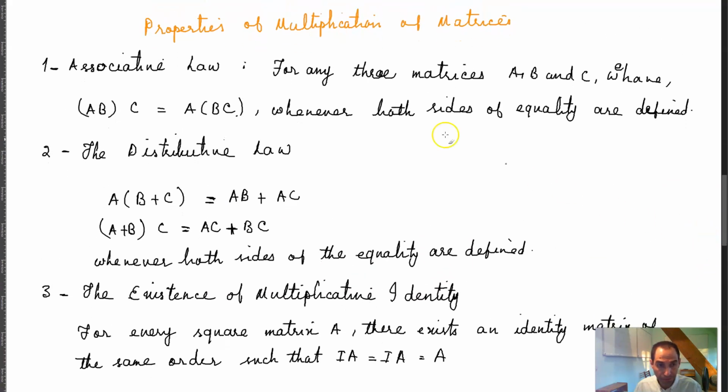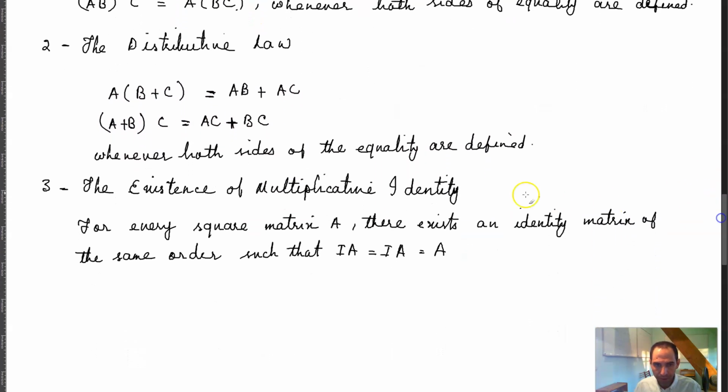So we have the associative law, which is AB times C is equal to A times BC. The distributive law is A times B plus C is equal to AB plus AC, and A plus B times C is equal to AC plus BC. And the existence of the multiplicative identity is, of course, simple. I times A is equal to A times I is equal to A, right?